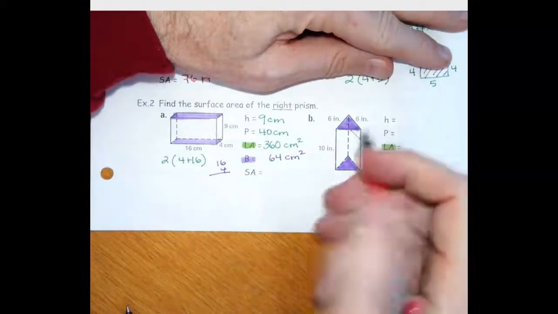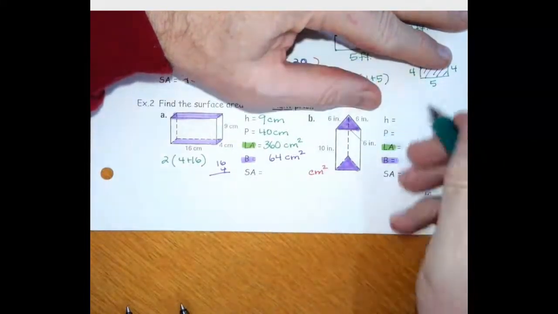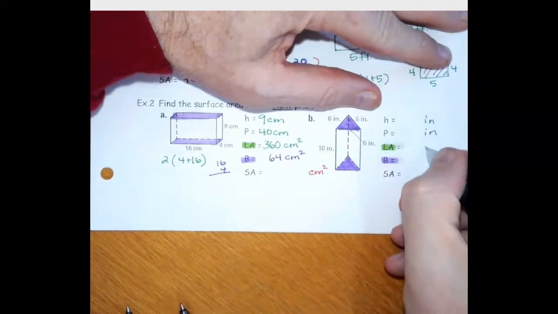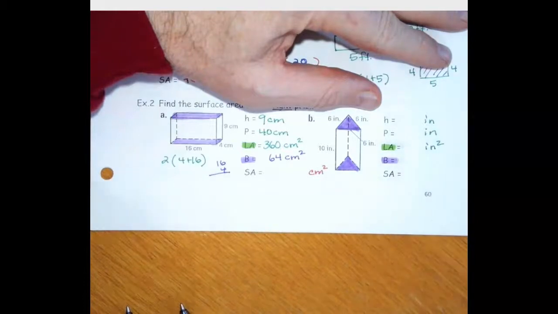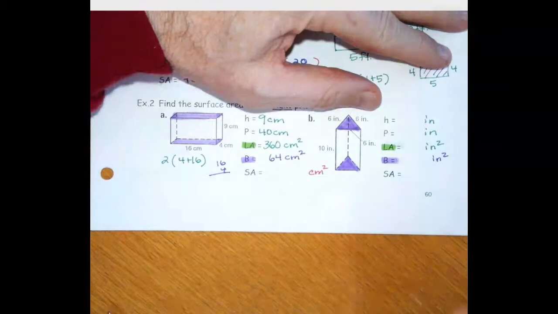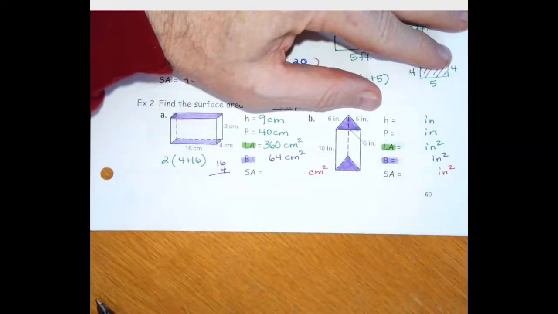We can get those units down there. Sometimes I encourage students to put those units on there before we start. It's the same thing over here. The height is going to be in inches. The perimeter is going to be in inches. The lateral area is going to be in inches squared. The base area is going to be in inches squared. And the surface area is going to be in inches squared. So just want to be careful there.